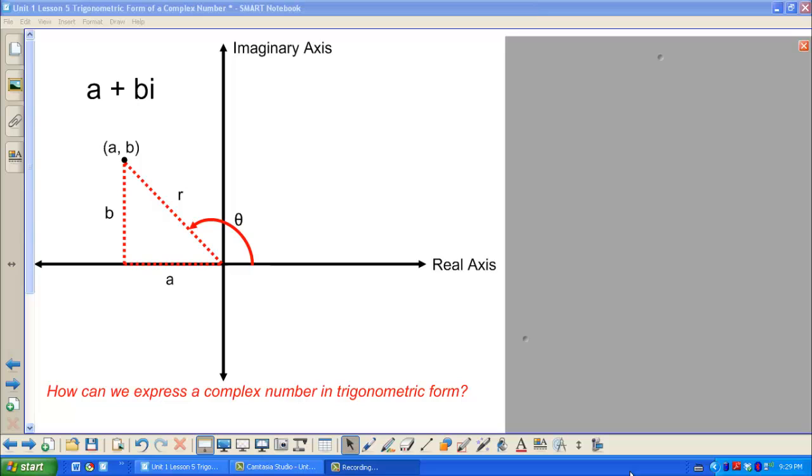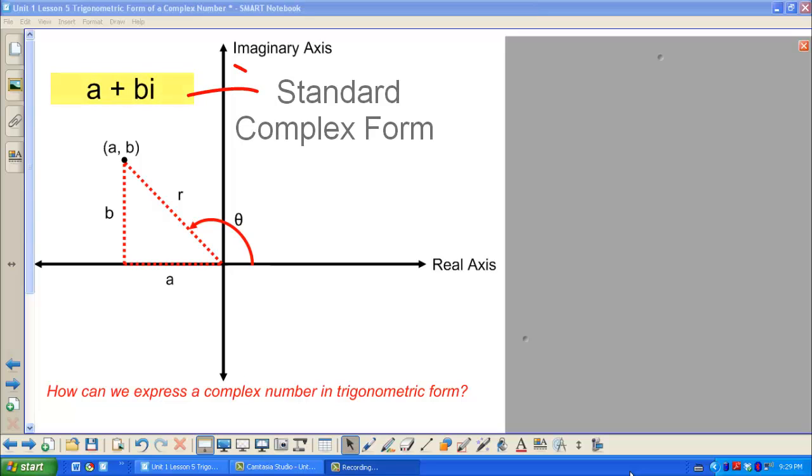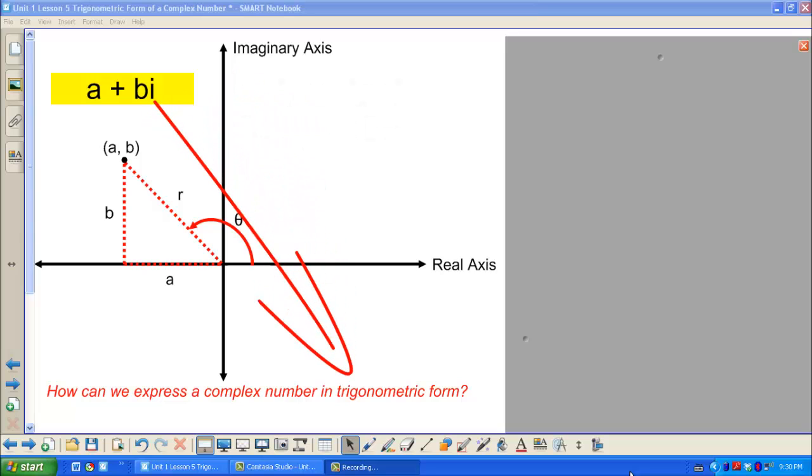Notice I have graphed a general complex number a plus bi in the complex number plane, where our horizontal represents the real axis and our vertical is the imaginary axis. We want to express this complex number a plus bi, which is currently in standard form, in trigonometric form. How do we do that? Well, notice I have drawn in an angle theta in the picture, and we use its reference triangle to determine its trigonometric functions based on that angle.